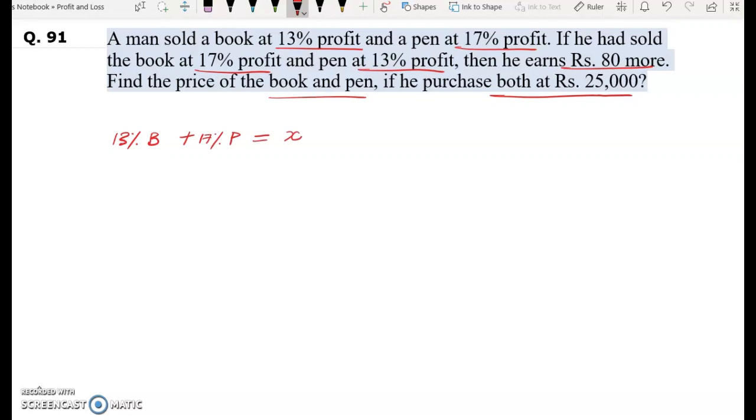Now in the second condition, this is first equation. In the second condition, he sells the book at 17% profit and the pen at 13% profit, and he earns rupees 80 more. 80 more means x plus 80. This is the second condition. So in such type of condition, we know that we will take the difference of this profit 17 and 13, which is 4%.